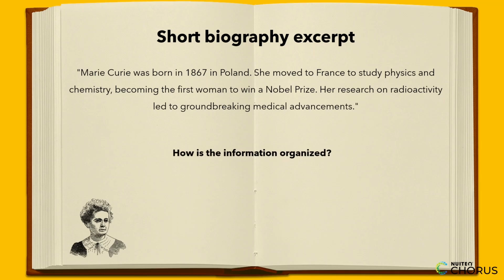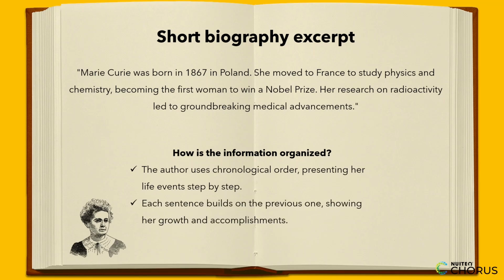How is the information organized? The author uses chronological order, presenting her life events step by step. Each sentence builds on the previous one, showing her growth and accomplishments. This type of structure is common in biographies and history texts, where events unfold over time.